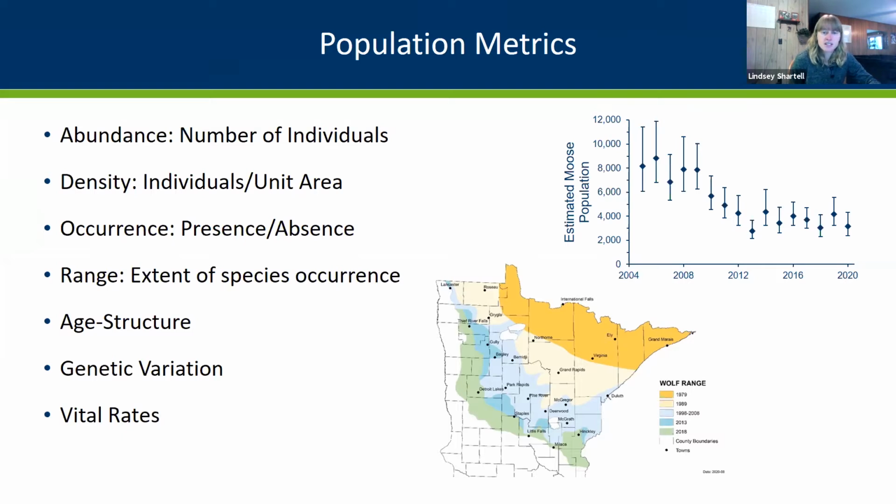Age structure is commonly the number of offspring per adult females, like the moose calf to cow ratio, though you can measure quite a few different things related to age structure in a population. Genetic variation is a particularly important metric for small isolated populations. And then vital rates such as births and deaths, survival and mortality.